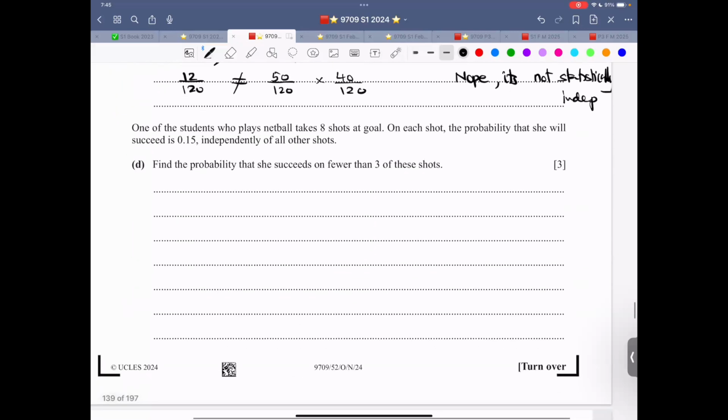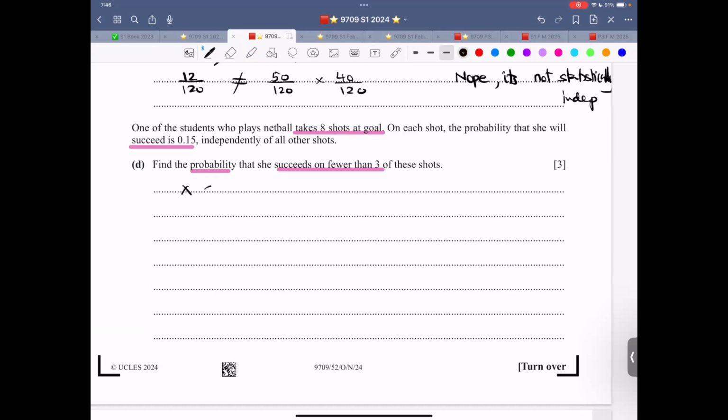Now it says one of the students who plays netball takes 8 shots at goal. On each shot, the probability that she will succeed is 0.15, independently of another. So what does it sound like? This sounds like binomial. Let me highlight this. 8 shots, that's the number of trials. That's the first thing. The probability she will succeed is this much. Find the probability she succeeds on fewer than 3.